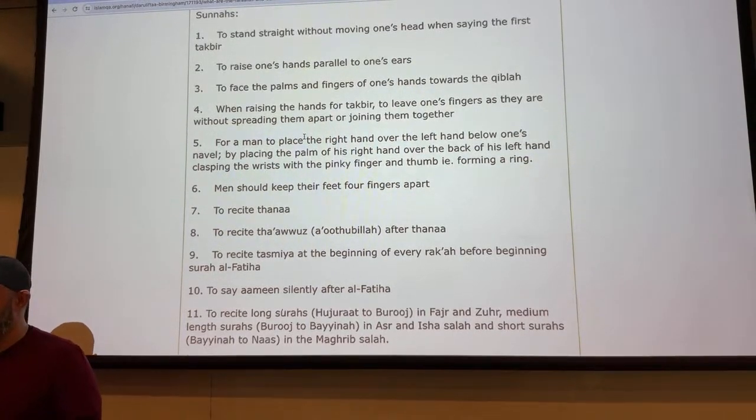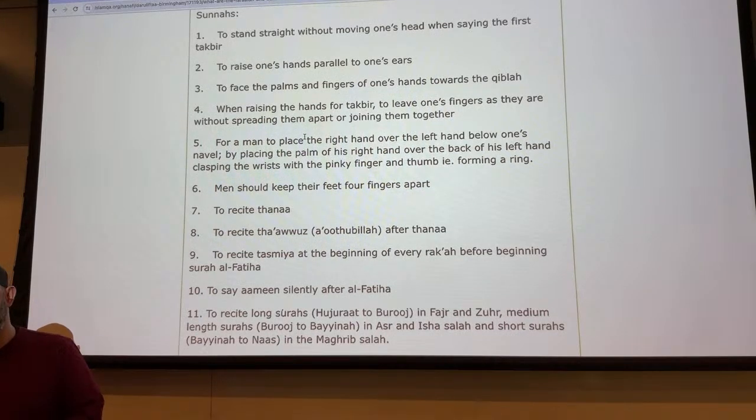How do you get stronger? By like doing it with consistency. That's why there's 5 times in a day that you're doing this thing.